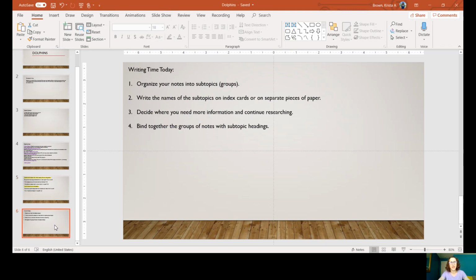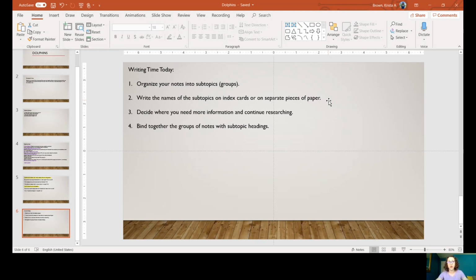So for writing time today, I want you to organize your notes into subtopics or groups, like I just showed you how to do with mine. I want you to write the names of the subtopics on index cards or on just a separate piece of paper so that you can manipulate them, so you can move them around. You can do them on the computer like I showed you if you feel confident in being able to cut and paste. Be creative. You organize your subtopics in a way that makes sense for you.